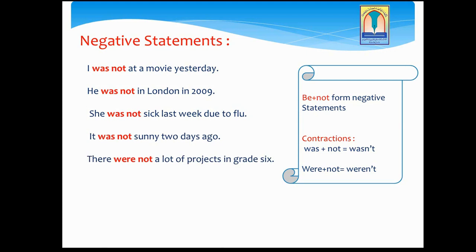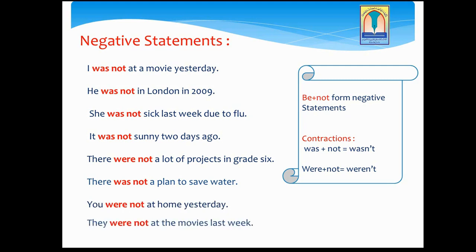There were not a lot of projects in grade 6. There was not a plan to save water. You were not at home yesterday. They were not at the movies last week. What we notice in these sentences is the use of not after the verb be, was, and were. So, in order to form negative statements, we have to use be plus not. The contractions of was not and were not are wasn't and weren't.